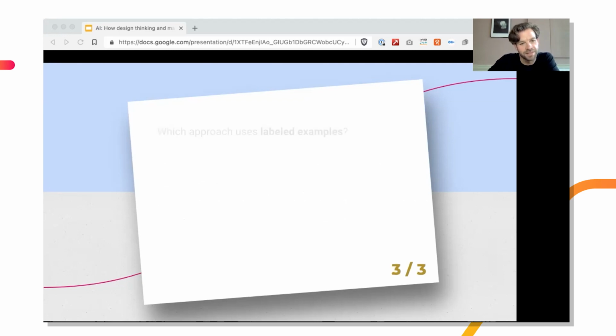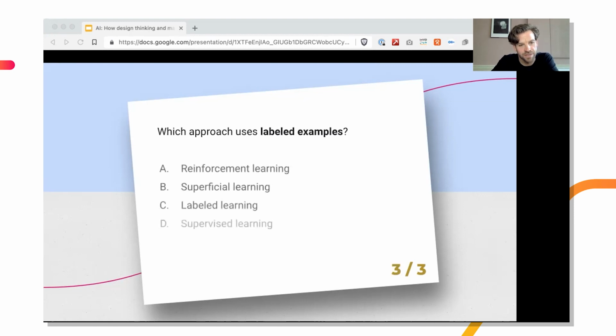learning. And then last one, which approach uses labeled examples? Is it reinforcement, superficial, labeled, or supervised learning? Again, may I have your answers, A, B, C, or D? I see D. Yeah, a lot of D's. I think you're probably all right. Again, yes, it's supervised learning.